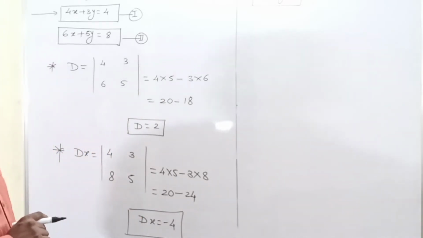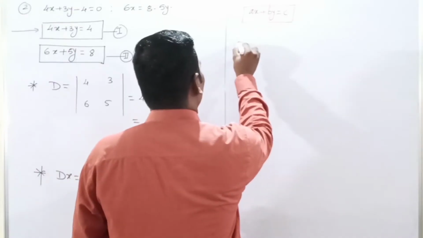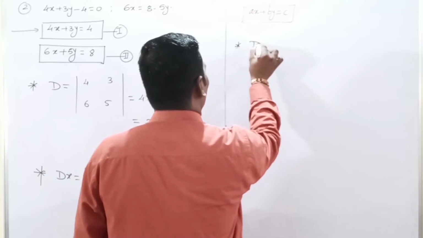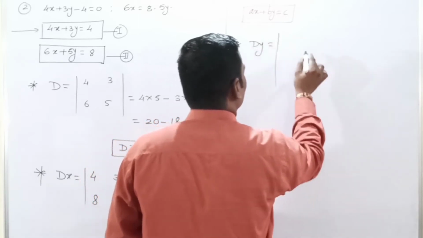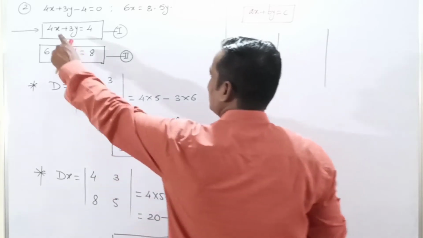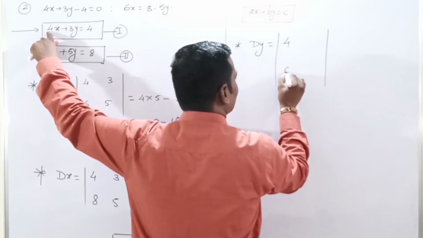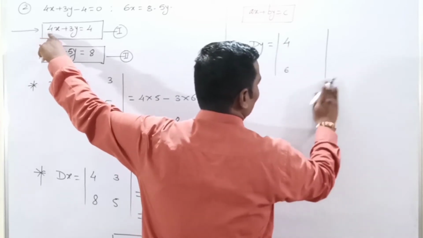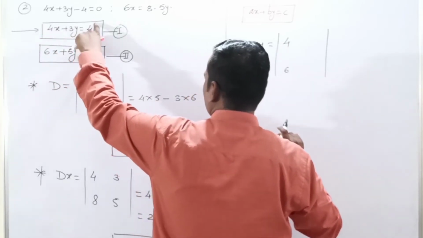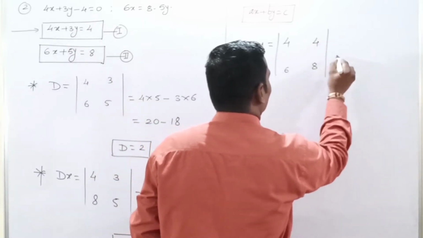So let's find the value of dy now. Here it is. We will keep this for our convenience. So dy is equal to, now that determinant is here. Which is the determinant? The coefficients of the first term. So this will be 4 and 6 here. Okay, and the constants. So again 4 and 8 is here.